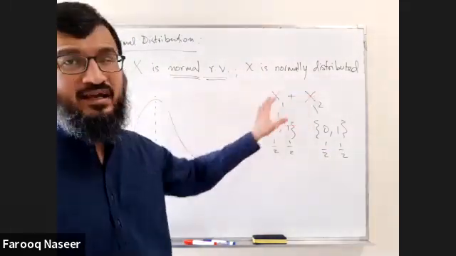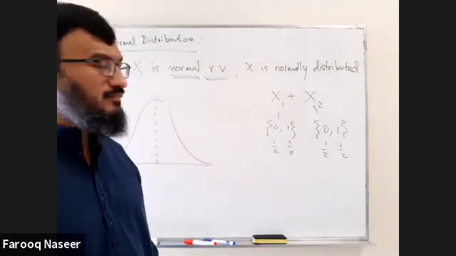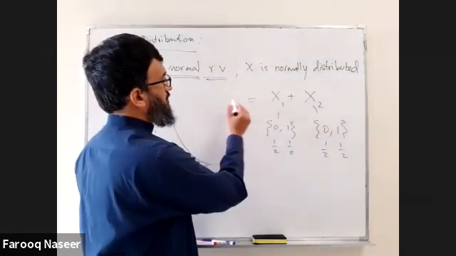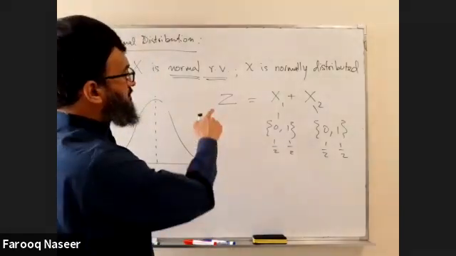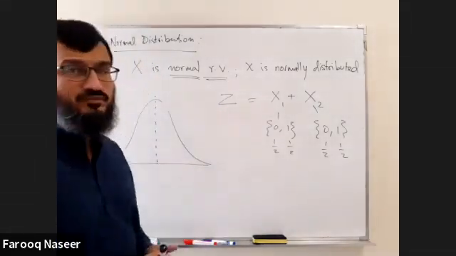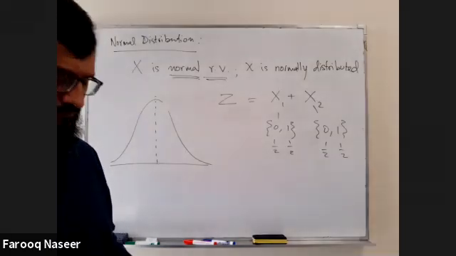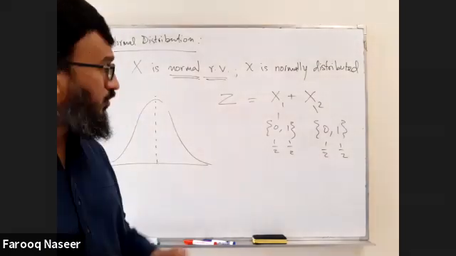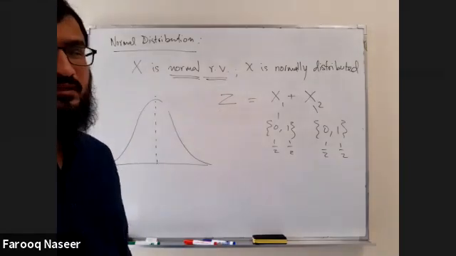So if I add x1 and x2, right, does my new random variable, which is the sum of x1 and x2, does it also follow uniform distribution? What distribution would that take? Anyone?